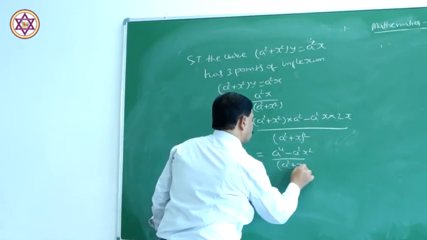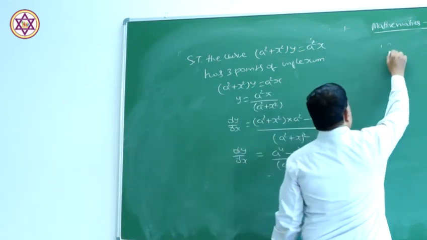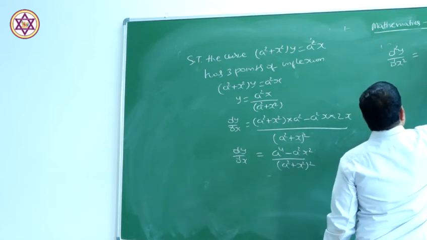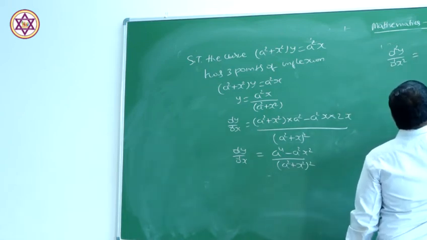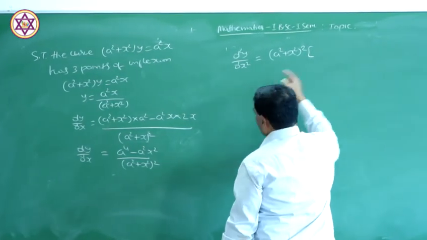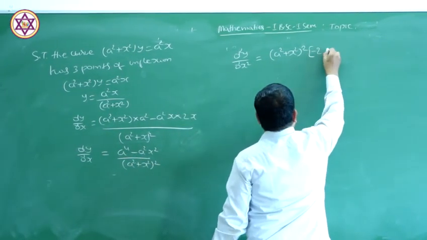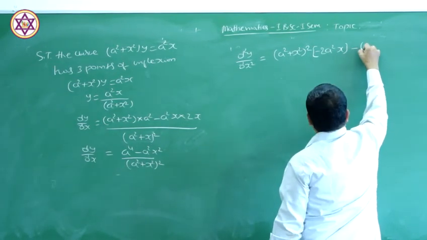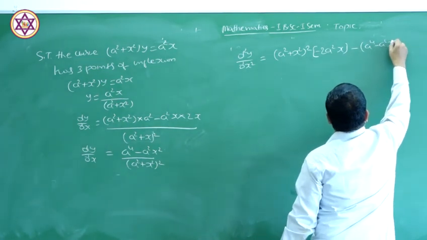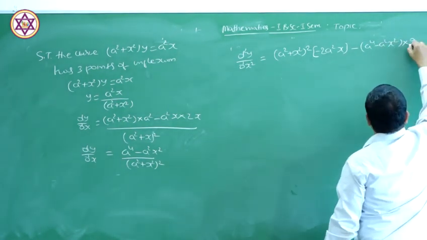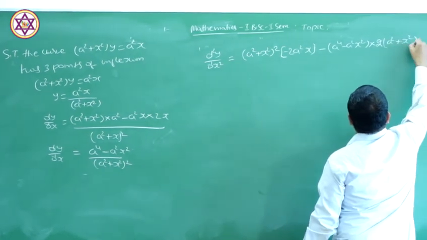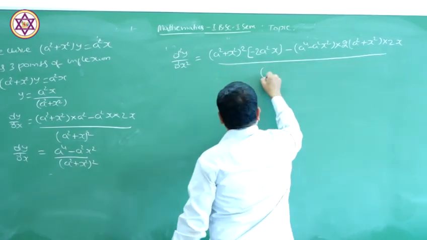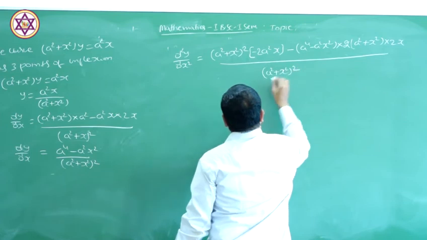So (a² + x²)². Again differentiate. So d²y/dx². Again I am using the quotient rule. Denominator into derivative of numerator, which is 0, so minus 2a²x. Minus numerator into derivative of denominator: 2(a² + x²) into 2x, divided by (a² + x²)².